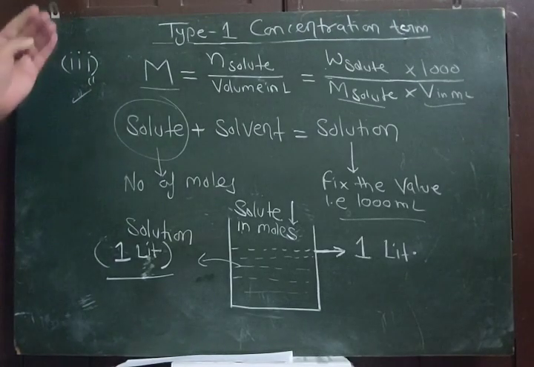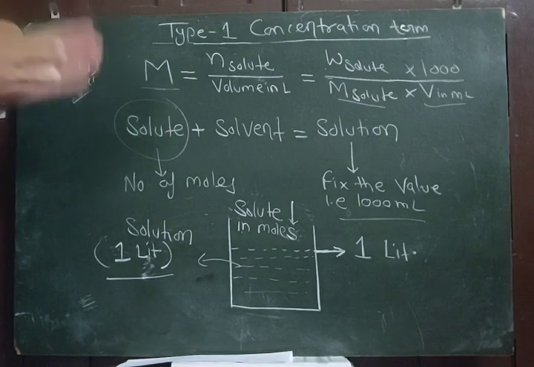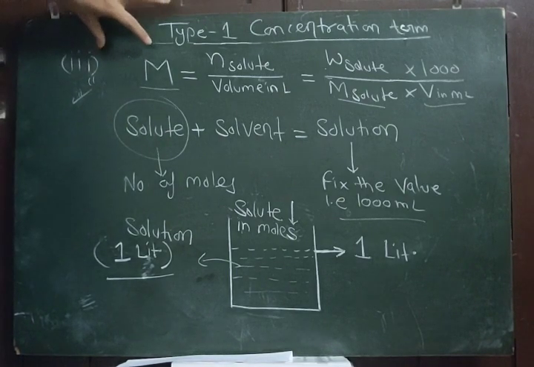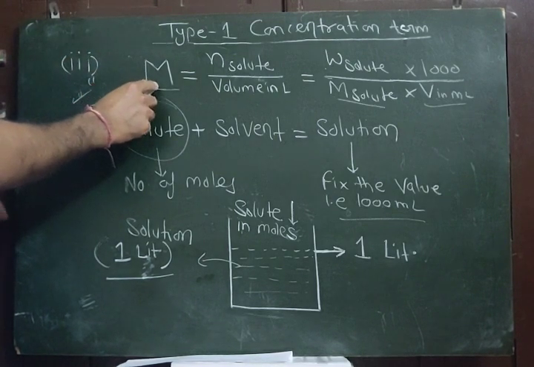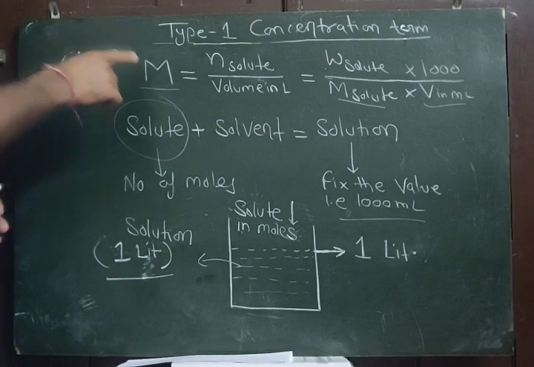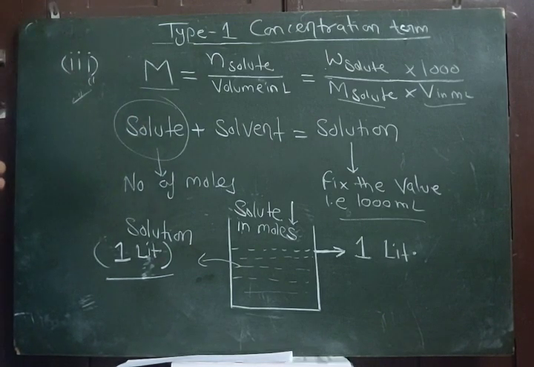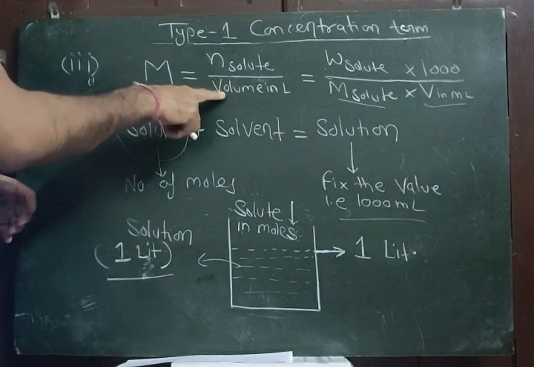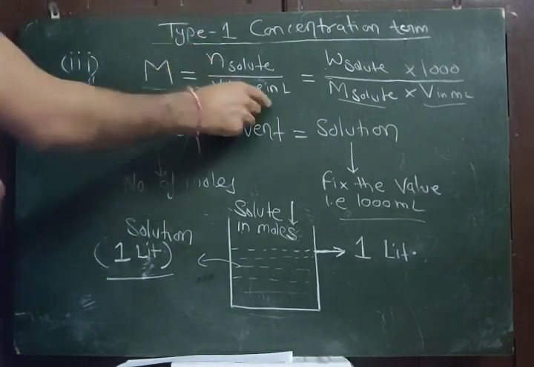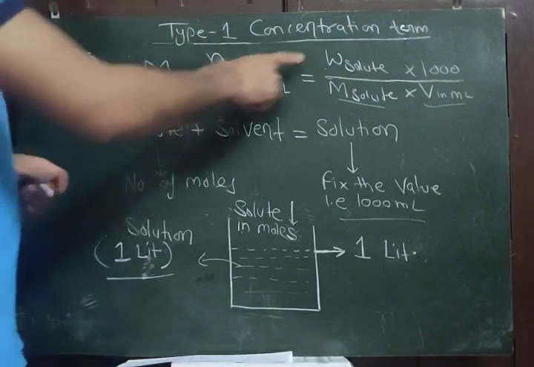So students, this is the continuation of molarity. As we have already discussed the formula, molarity is denoted by capital M. The formula is the number of moles of solute dissolved per liter of solution. So this is the formula, and this is the abbreviation.